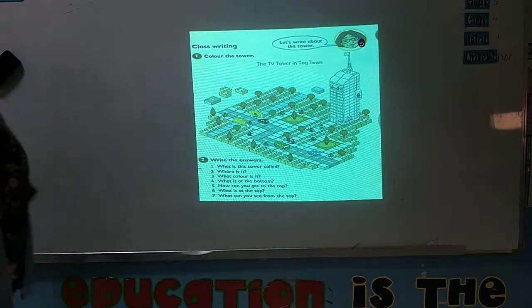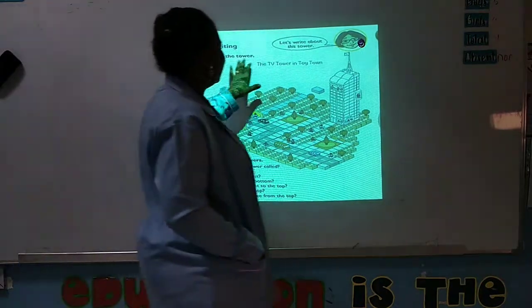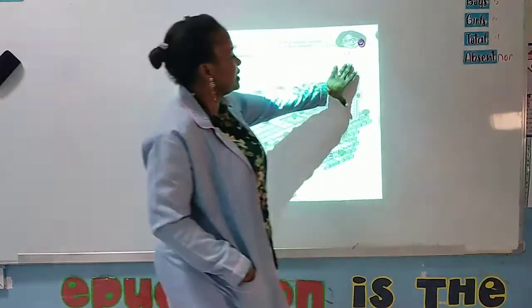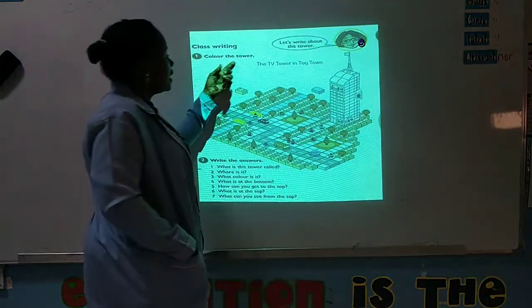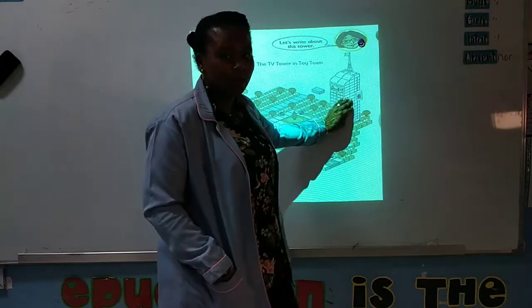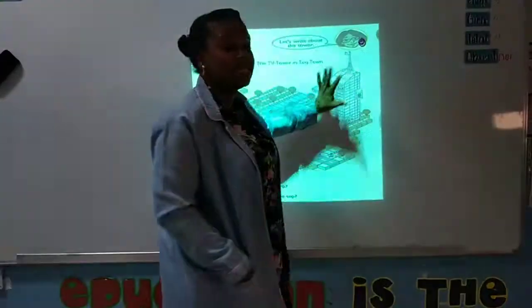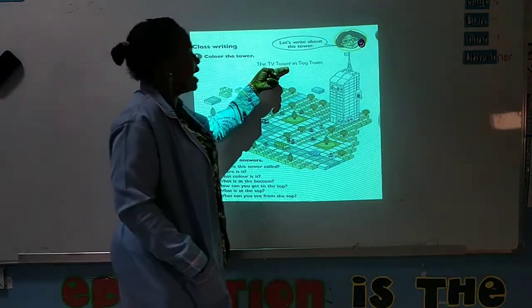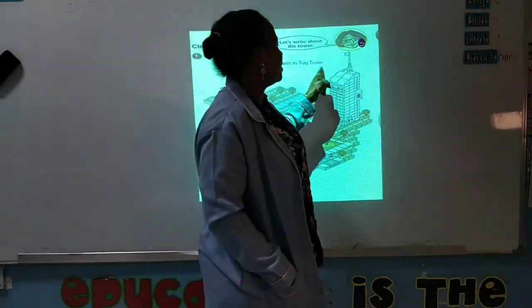Okay. Now, this is class writing. They say, color the tower. Where is the tower? Can you see the tower here? Yes, this is the tower. What they say, color the tower. So you need to color this tower. Okay? Color it any color of your choice. Here we have the TV tower in Toy Town.